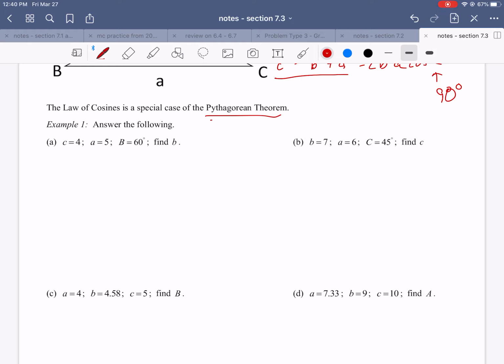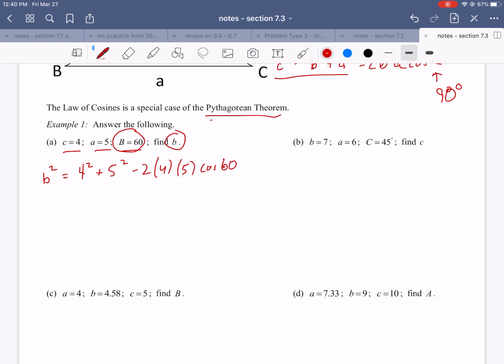Example 1, we're going to just be finding one value from a triangle, and so we're given these three pieces of information in letter A. We're asked to find side B, and so that means we're going to have to use the formula that has b squared on the left-hand side. So b squared is going to equal c squared plus a squared minus 2 times c times a times the cosine of the angle opposite of little b, which happens to be capital B, so that would be 60 degrees.